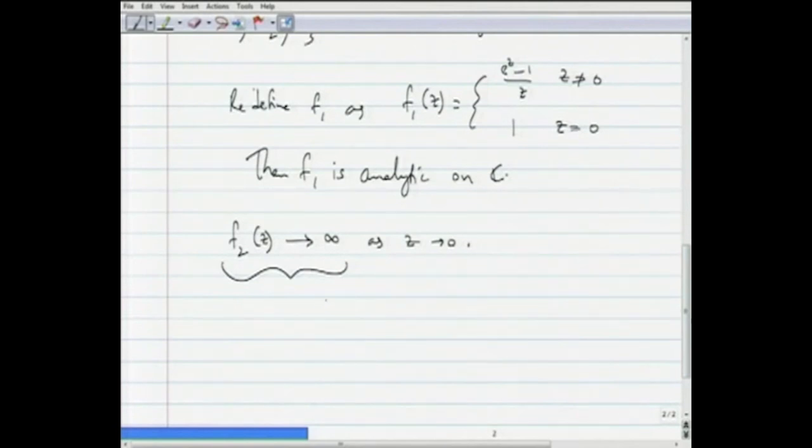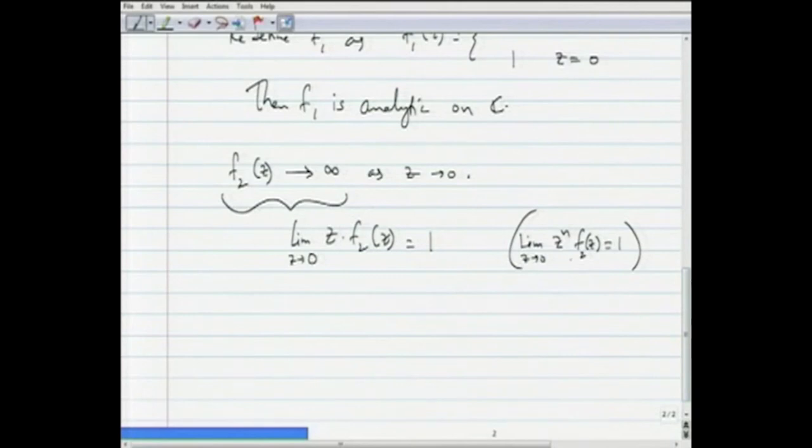And also notice that z times f2 of z, if you consider the first definition, the limit as z goes to 0 of z times f2 of z is 1. Or if you consider the other definition in the parentheses of f2, then the limit as z goes to 0 of z to the power n times f2 of z is equal to 1. In either case, the limit of the appropriate power of z minus 0, which is z, times f2 is a non-zero quantity. And that actually characterizes the kind of singularity of f2 at 0.